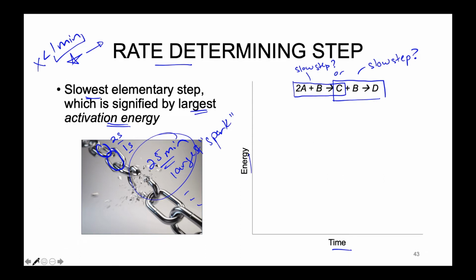All right, so let's look at what the energetic map is going to look like if our first step is the slow step. So if our first step is the slow step, what this means is that our first step is going to have the largest activation energy, largest EA.